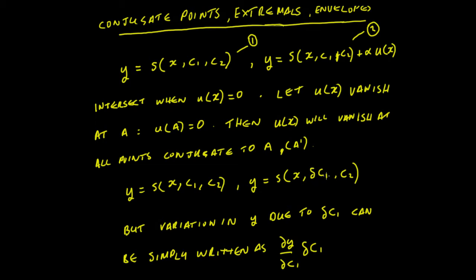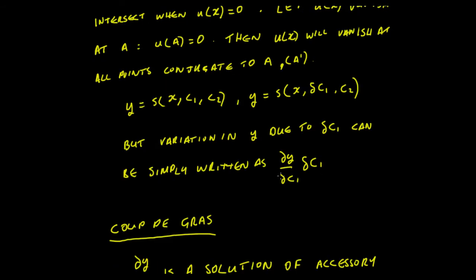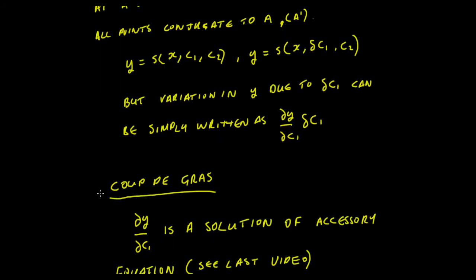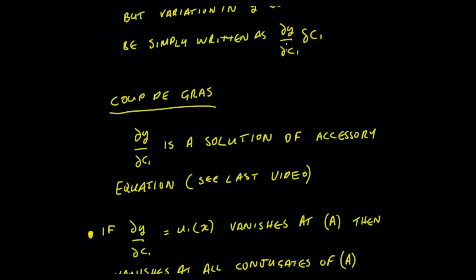But this varied y is dependent on this C1, so you can write that variation quite simply as the change in y with respect to C1, times a small variation in C1. It's an equivalent thing; writing that and writing this is the same thing. But here's the coup de grace, and the interesting part. From the previous video, we've already seen that this delta y upon delta C1 is a solution of the accessory equation. You'll see that in the last video if you're unsure.